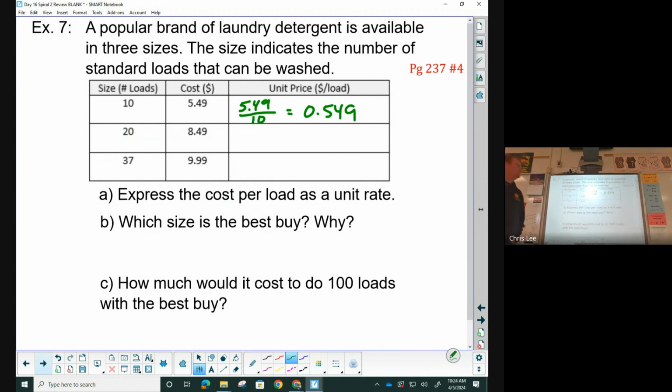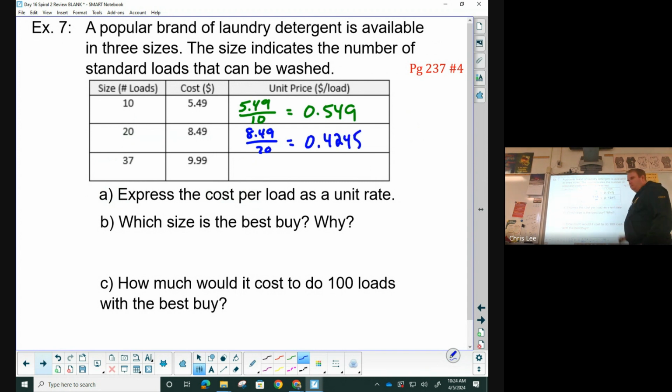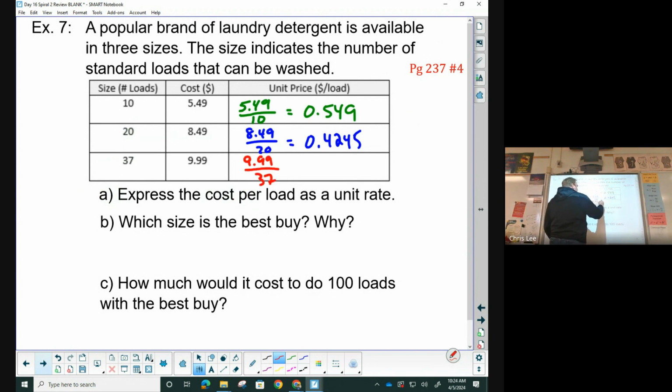All right, what's the next one? 849 divided by 20 is 0.4245. Okay. So far, the second one's winning. Let's try the 999 one, divided by 37. Did it work out to exactly 27? Yeah, it did. So not really close, is it? Which one is best?